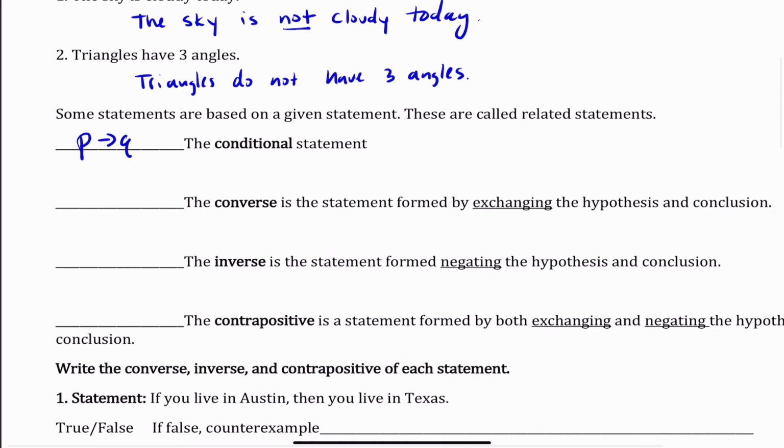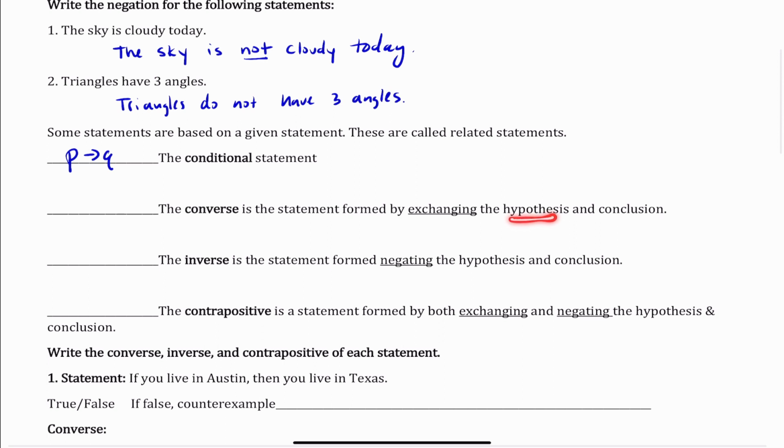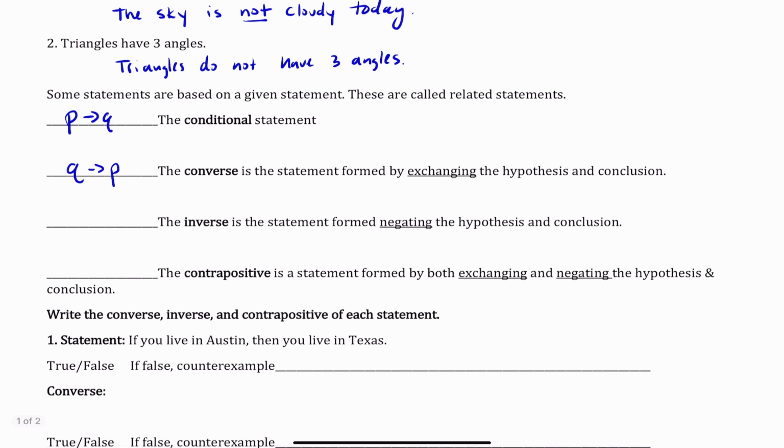The converse is the statement formed by exchanging the hypothesis and conclusion. So basically that means that here's my P, then Q. The converse of that would be if Q, then P. The inverse is the statement formed by negating the hypothesis and the conclusion. So I'm negating P and also Q. So that would be not P, then not Q.